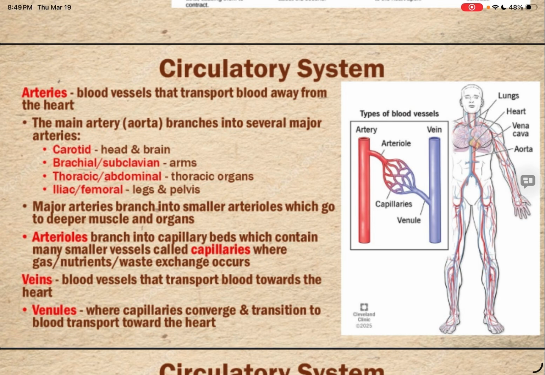The major arteries branch into smaller arterioles, which then go deeper into muscle and organs. Arterioles branch into capillary beds, which contain many smaller vessels called capillaries. Capillaries are where the gas, nutrient, and waste exchange occur. Veins are the blood vessels that transport blood towards the heart. They're the opposite of arteries. And venules are where the capillaries converge and transition to blood transport towards the heart.